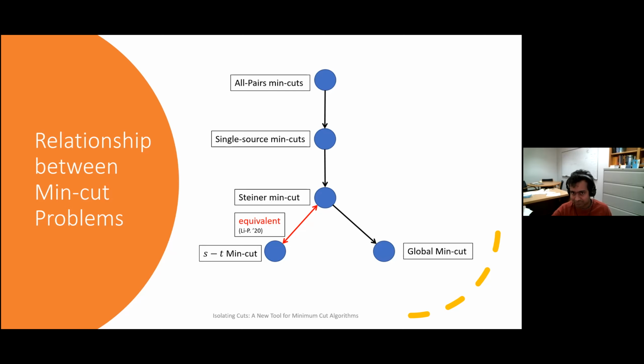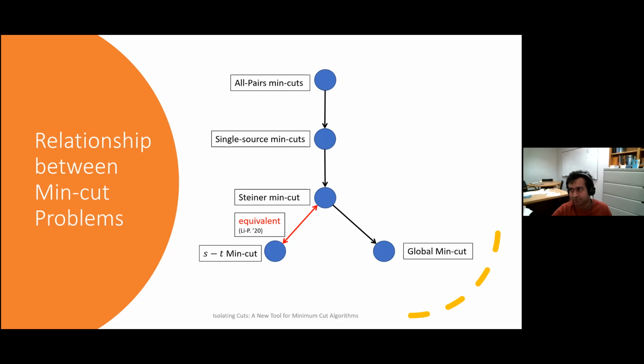Single source min-cuts is generalized by all pairs min-cuts, but actually generalizes everything else in our picture as well, right? Because if I give you single source min-cuts, as I described earlier, you can find Steiner min-cut, you can find ST min-cuts, you can find global min-cuts, etc. Steiner min-cuts also generalize both ST min-cut and global min-cut. In fact, the problem is defined in a way specifically to generalize these two problems.